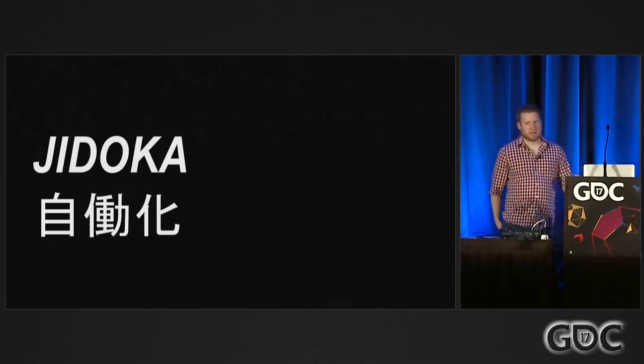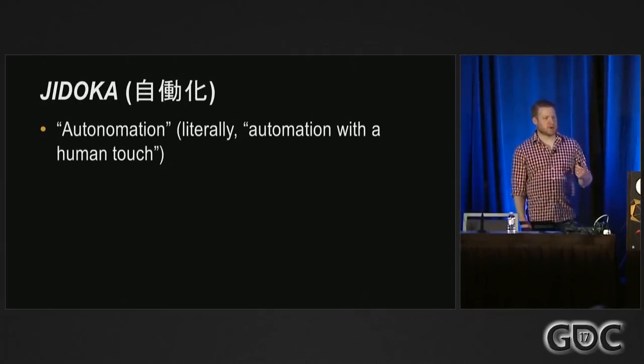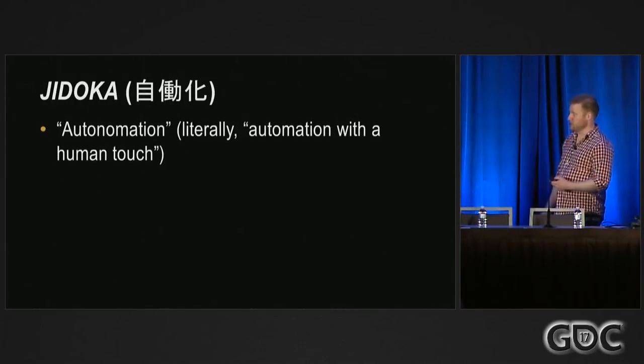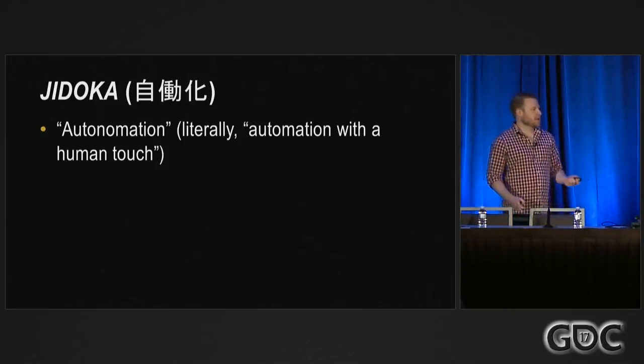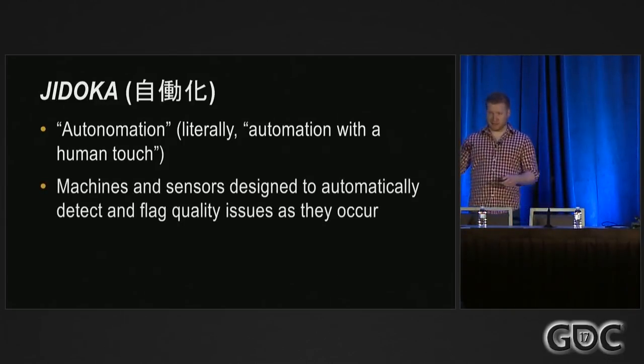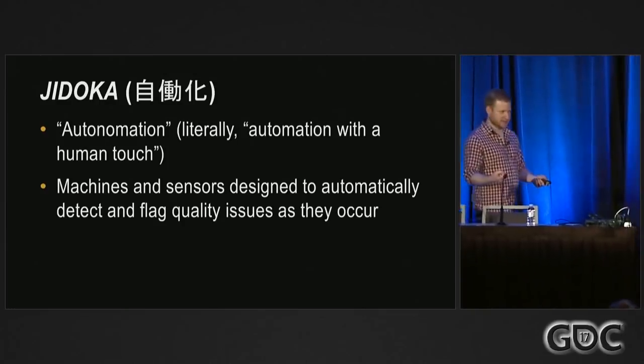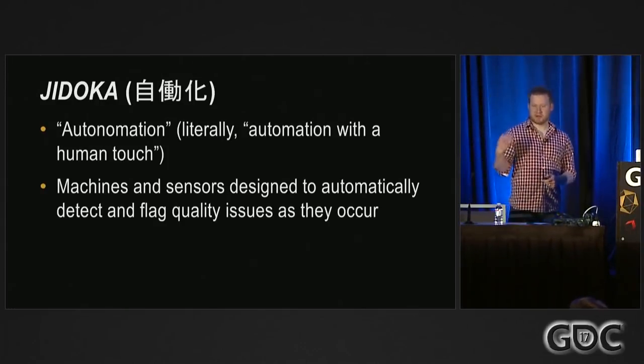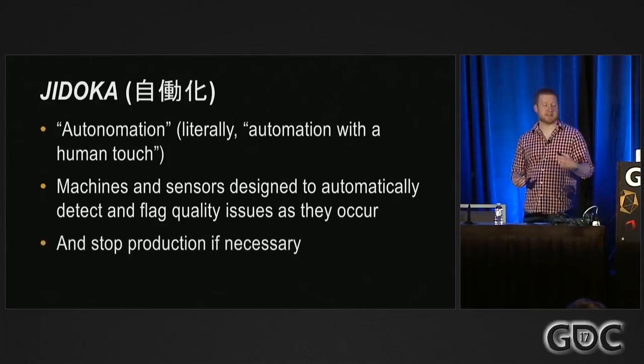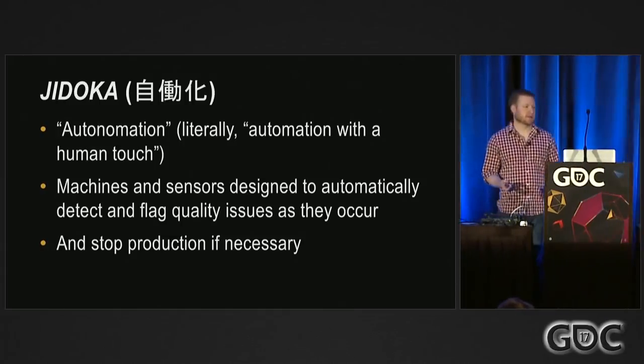Next up is Jidoka. This translates to automation, or more literally, automation with a human touch. So at Toyota, they have sensors on the line that automatically detect production issues and defects and will alert the workers of them. And if necessary, they'll stop the entire production process to get them resolved.